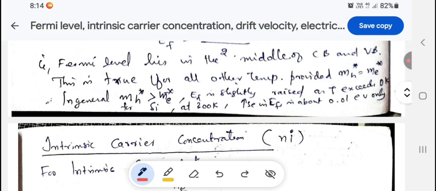For silicon at 300 degrees, the increase in EF is about 0.01 electron volt only.